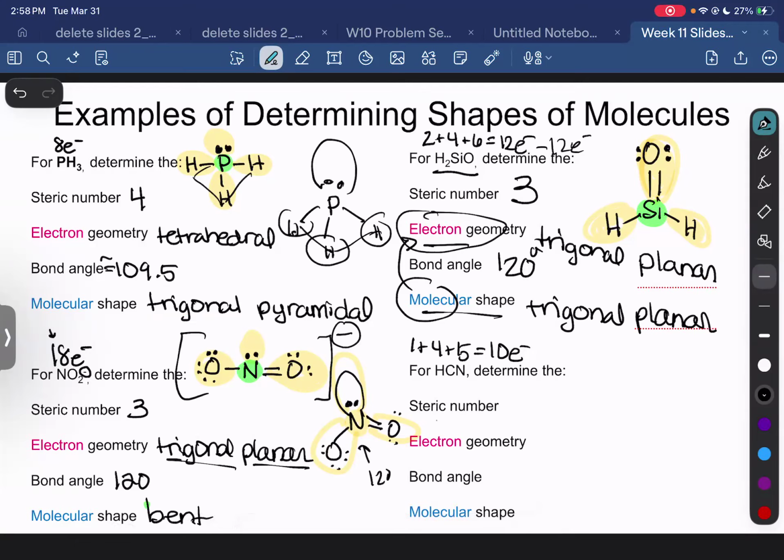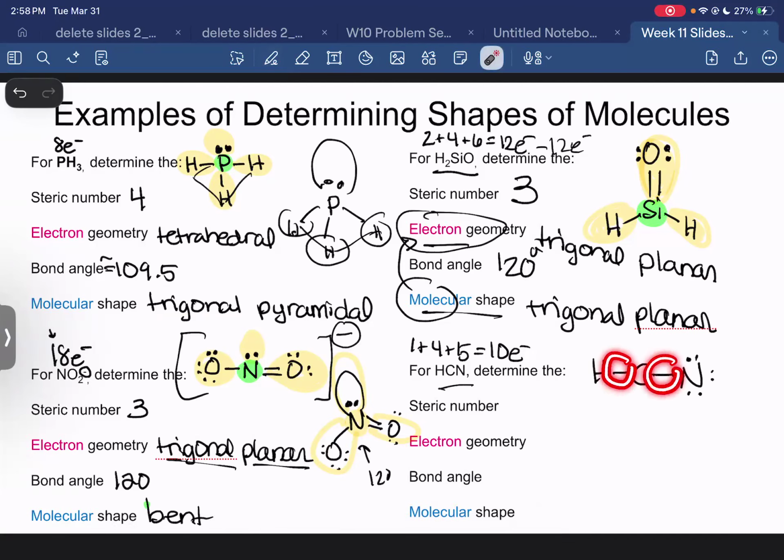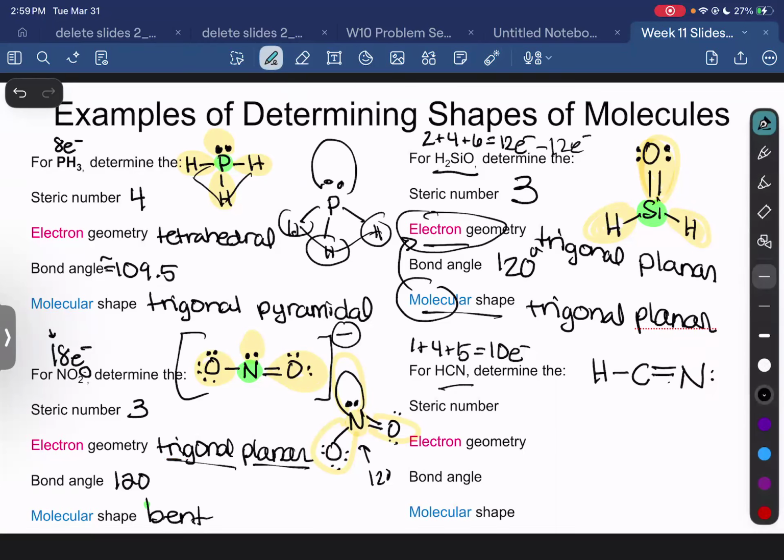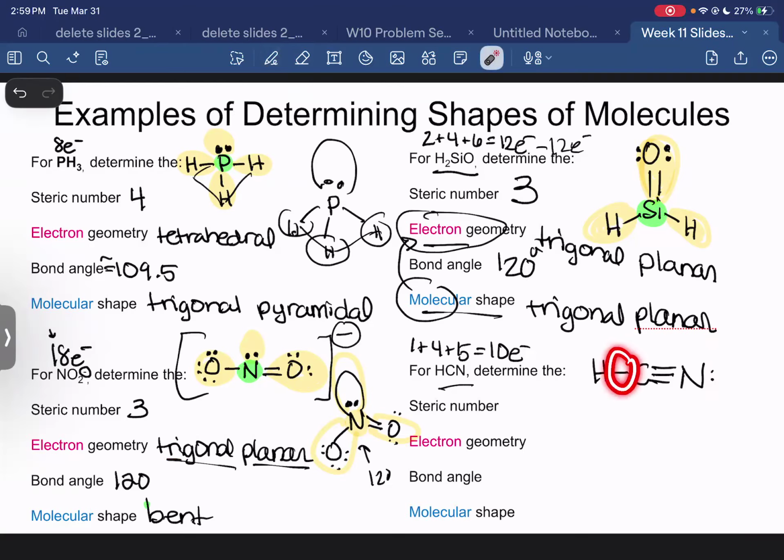Okay, so HCN, I have 10 electrons. H, C, N, I've used 4, 5, 6, 7, 8, 9, 10. I've used them all. Carbon only has 4 electrons. So I'm going to take this and move it here. And I'm also going to take that one and move it there. So instead of nitrogen hogging them, it's going to share them. And if you're not sure, double check. 2, 4, 6, 8, 10 electrons.